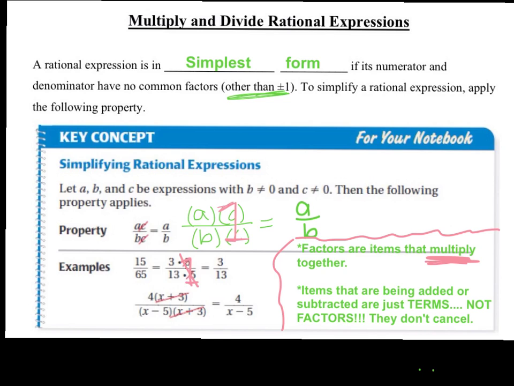So 4 is being multiplied by the expression x plus 3. So 4 and x plus 3 are two separate factors. On the bottom, x minus 5 is being multiplied by x plus 3. So x minus 5 is a factor, x plus 3 is a factor. They need to stay together, and you can't just cancel out one term from each. It's either the whole expression or it needs to stay. So when we do this, x plus 3 over x plus 3 is 1, and it cancels out, and you're left with 4 over x minus 5.